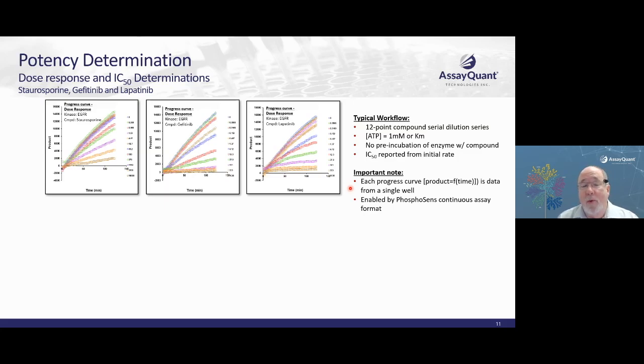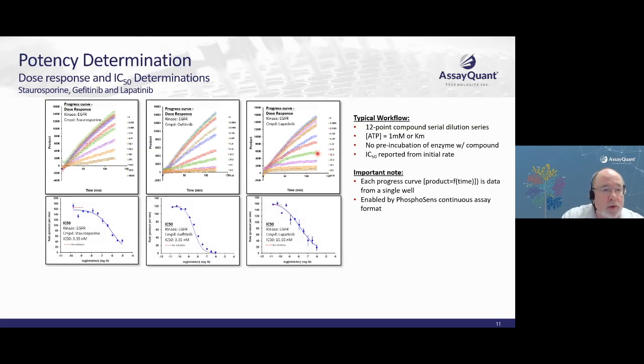And that's the important thing. We're actually looking at rates here. We're looking at slopes. We're not looking at an endpoint and assuming that it's linear from there to the origin, and therefore it's directly proportional to the rate. So as Michelle said, all of this data, each one of these curves is from a single well, and it's all enabled by our continuous assay format.